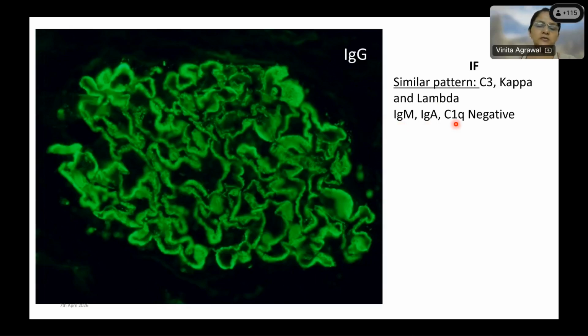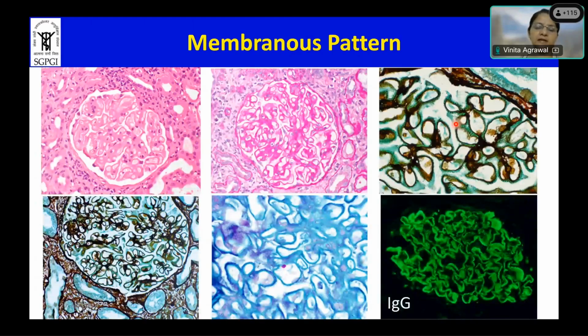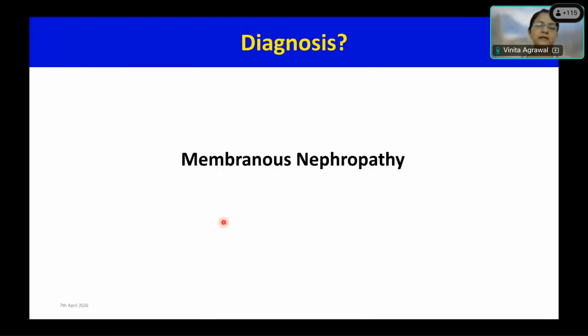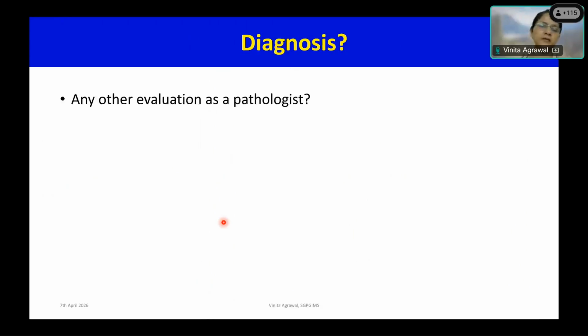Okay. So what was your diagnosis, Sarika? Membranous nephropathy. Okay, so this is just to summarize all that we have seen. So this is membranous nephropathy. This is an easy diagnosis for all of you, isn't it? So this is my question to you: any other evaluation as a pathologist that you would like to do?